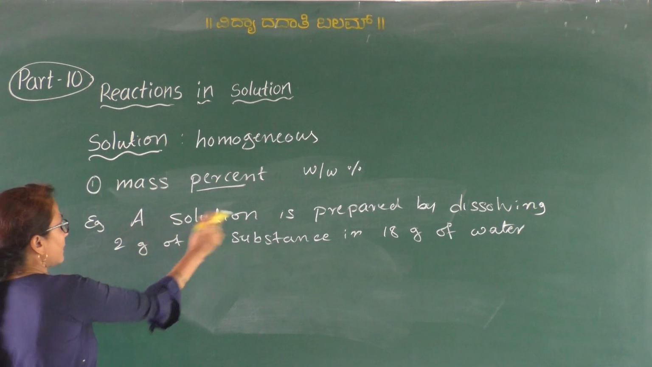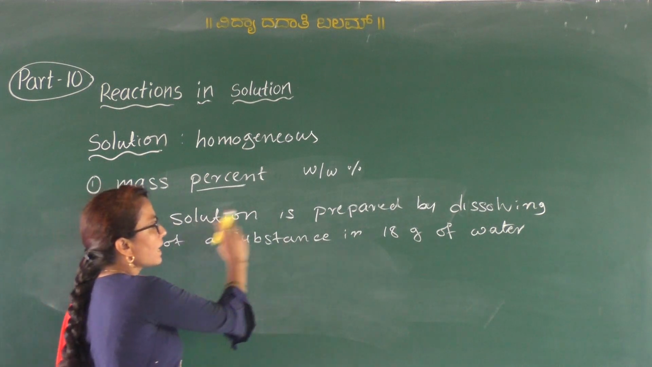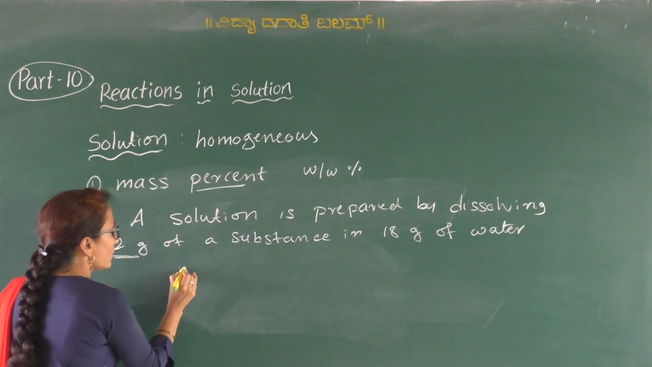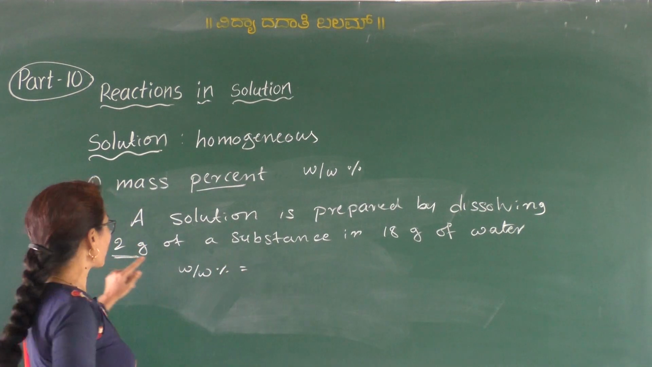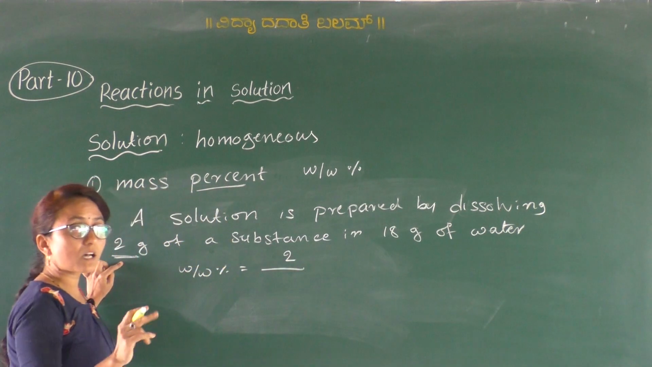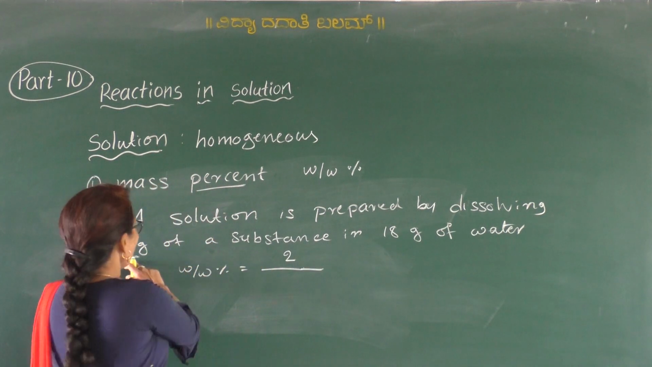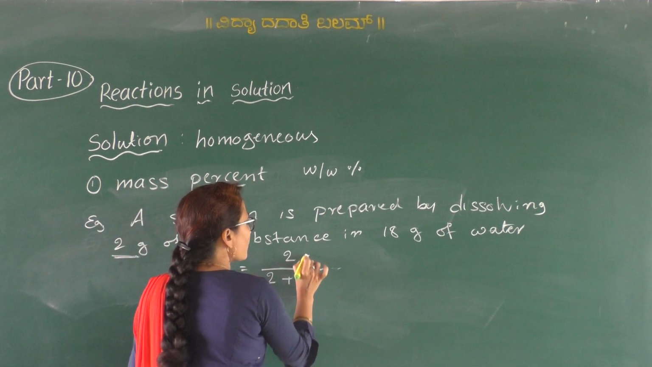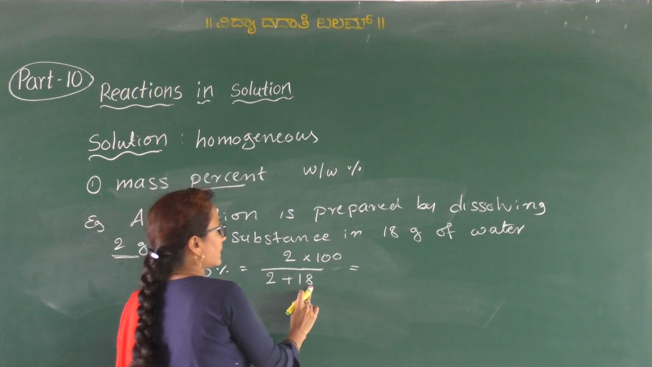A solution is prepared by dissolving 2 grams of substance. That is, the mass of the solute is 2 grams and the mass of the solvent is 18 grams. So we have the formula: weight by weight percent is equal to mass of solute, that is 2 grams, divided by mass of solution, which is mass of solute plus solvent, that is 2 plus 18, into 100.